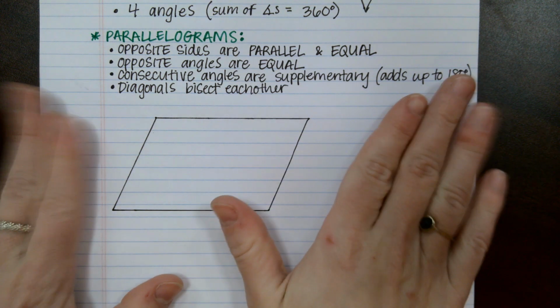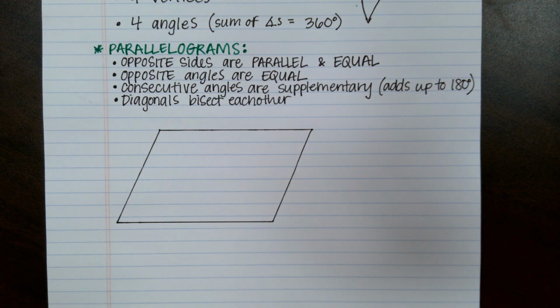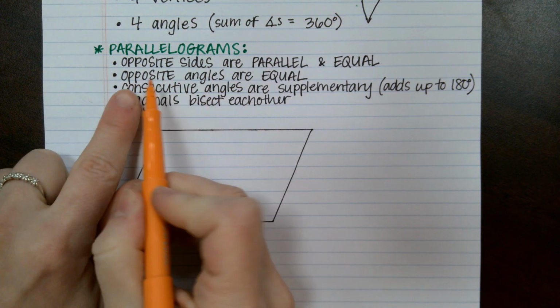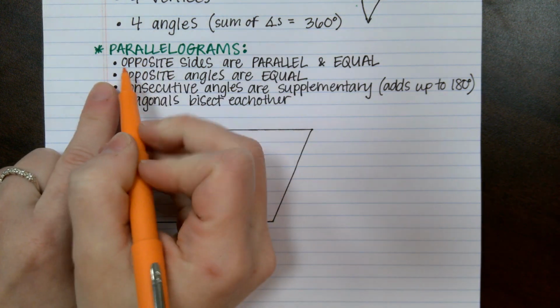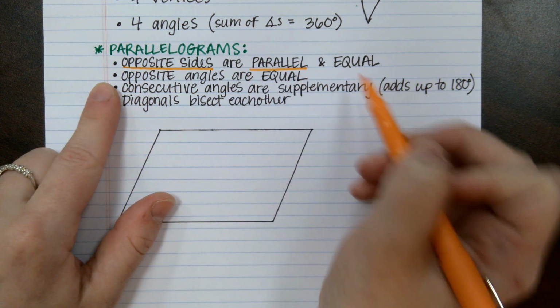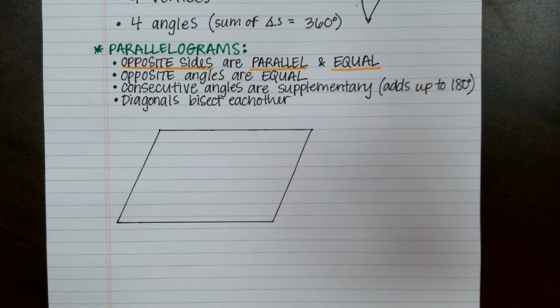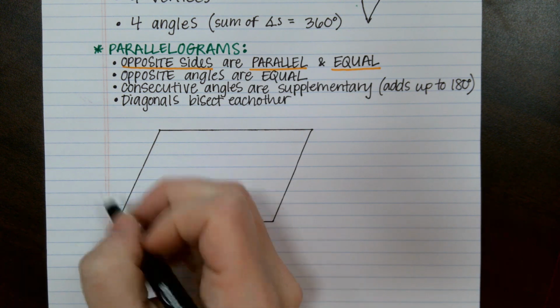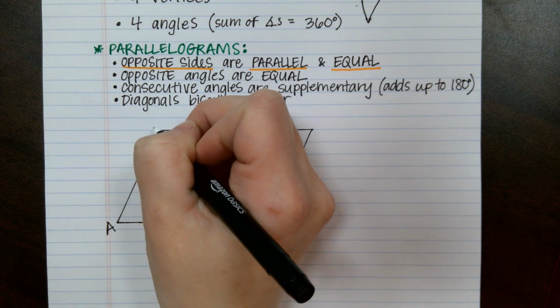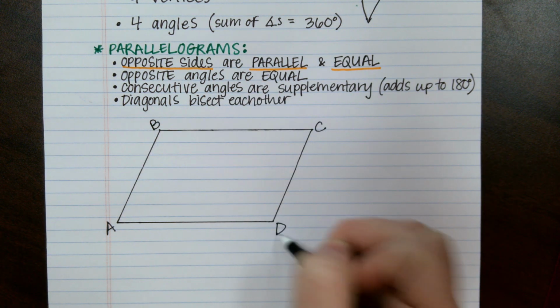Got that? You got your parallelograms? Okay, awesome. So let's label all these different things on here. So the first thing that we have written down is that our opposite sides are parallel to each other and they are equal to each other. So I'm actually going to name this A, B, C, D.